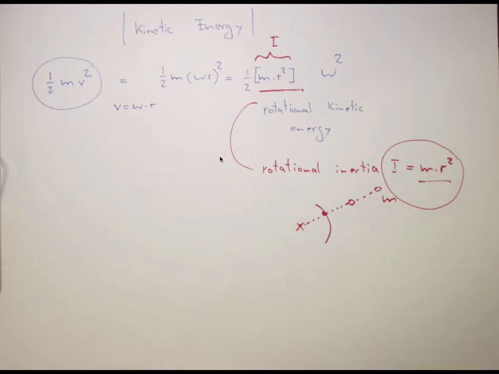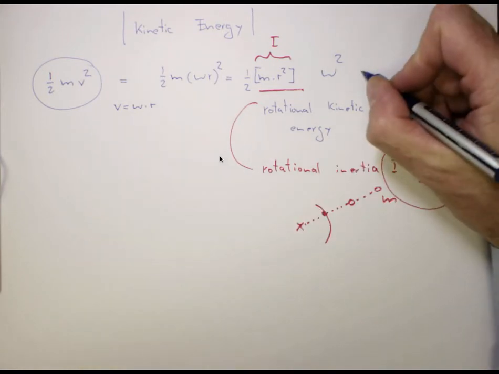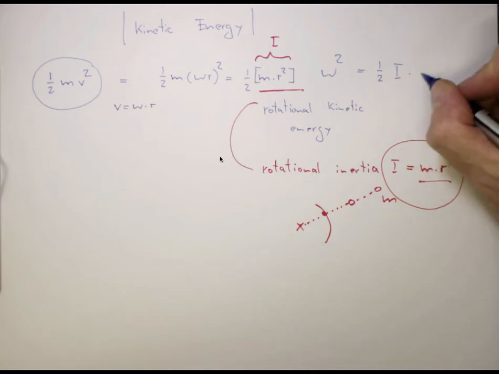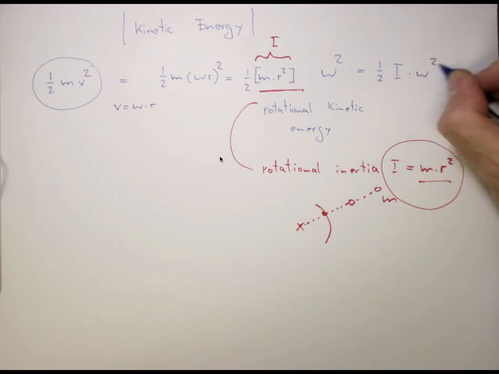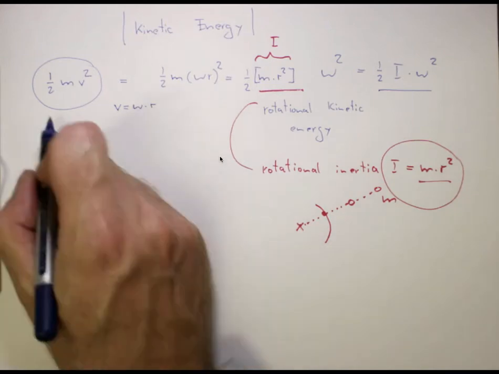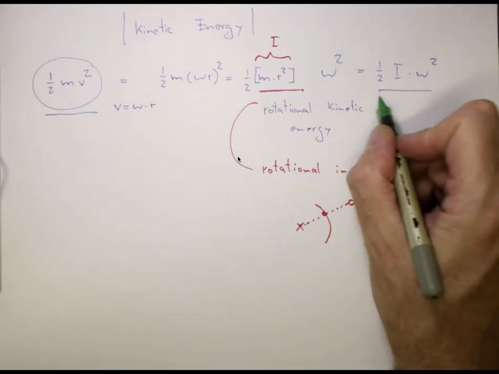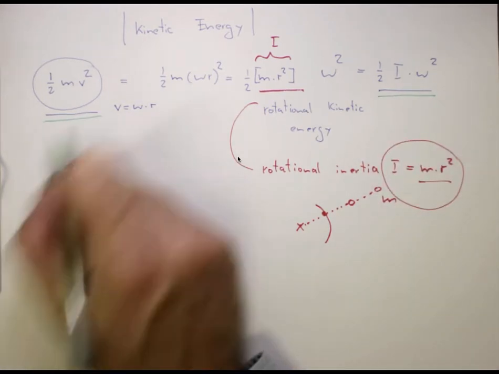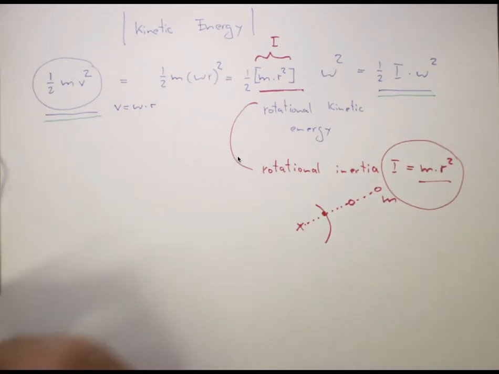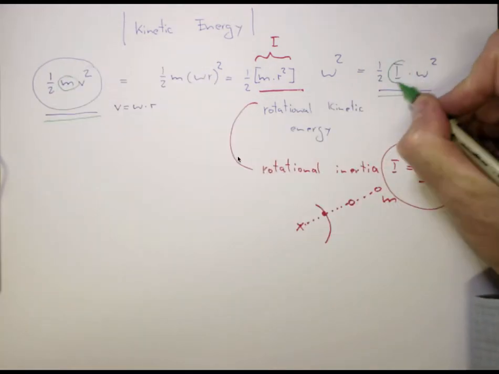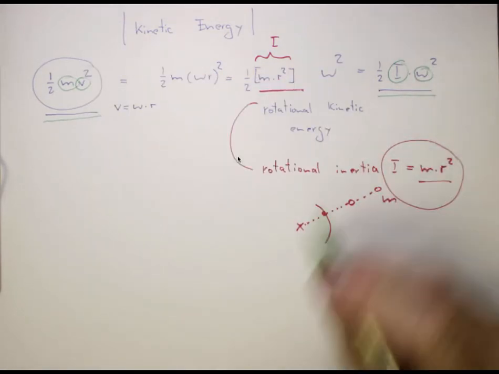And we then find that we can express the rotational kinetic energy as 1/2 I, the rotational inertia, times omega squared. And you can see again we have a relationship which looks very similar to the one we obtained in linear kinematics, only now we have replaced mass with rotational inertia and linear velocity with rotational velocity.